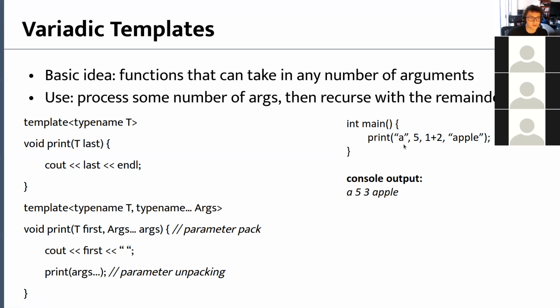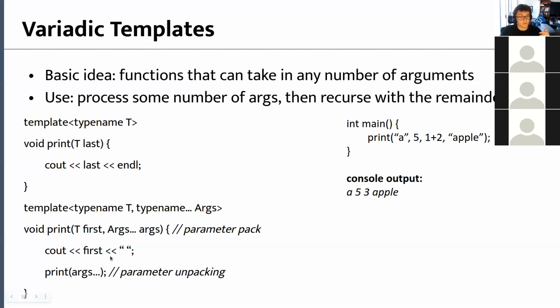One thing to note, let's just look at the example here. If we print 4 different things with this example, what's going to happen is the first time we call this function, this first item is going to be equal to the a string literal. Then args is going to have the int 5, the int 3, and the string literal apple in it.